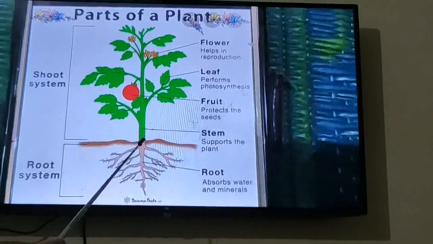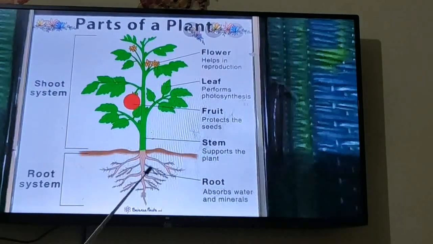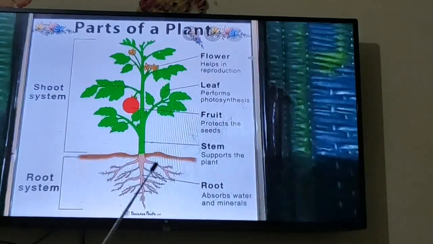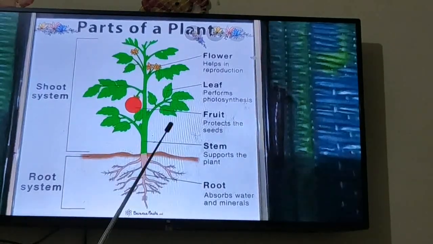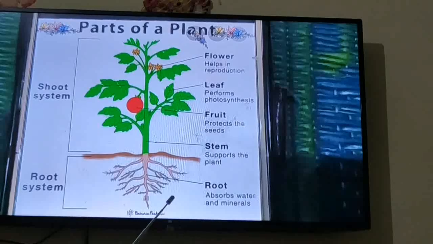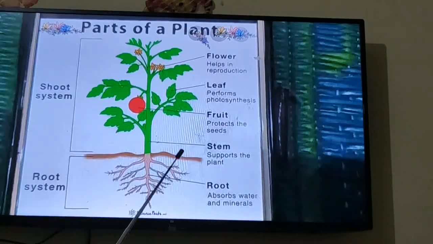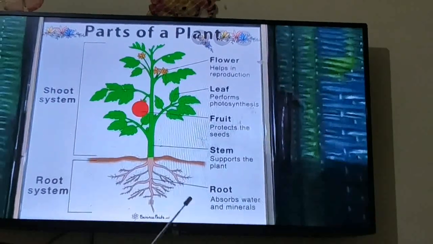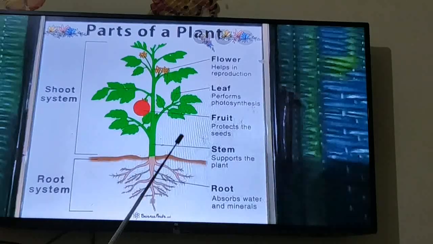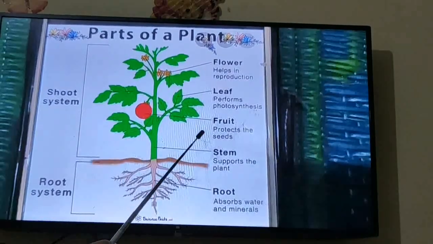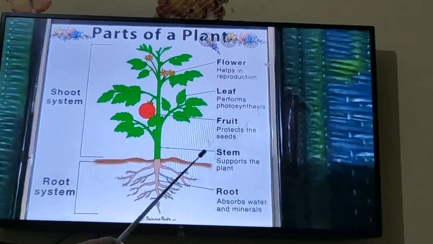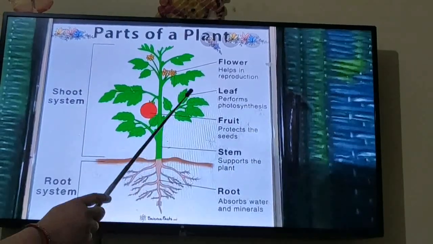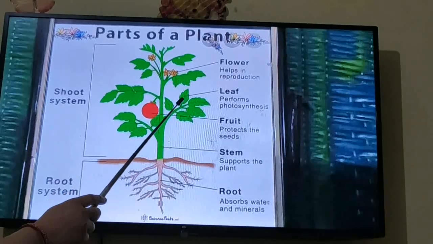Good morning everyone. In this module, I am going to explain to you the parts of a plant. You already know that plants are living organisms. Like us, plants also have many parts to perform various functions for their survival. The main parts of the plant are root, stem, fruit, leaf and flower.